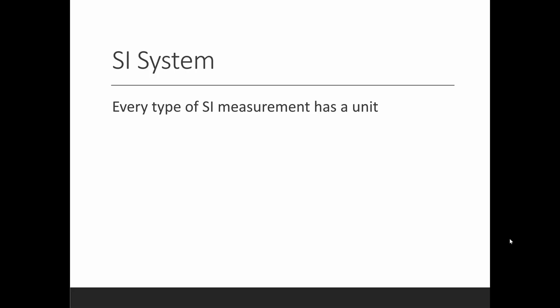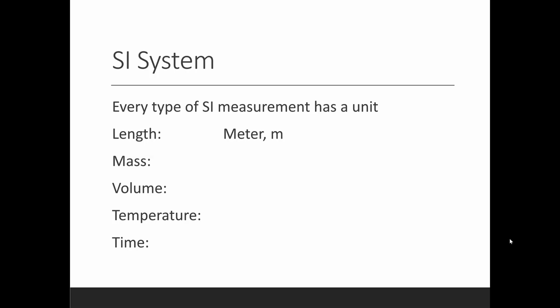Every type of SI measurement has an associated unit. These are the 5 main types of measurement that we are going to be using in this class. Length is measured in meters, the lowercase m there. Mass is measured in kilograms. That's the SI unit, or the standard unit, kilograms, which is a capital K-G.